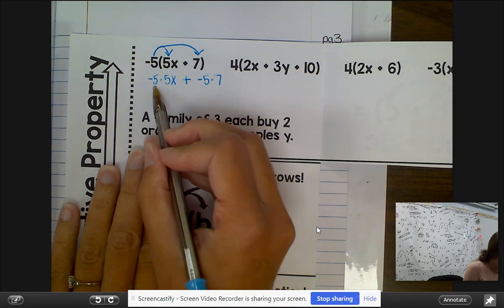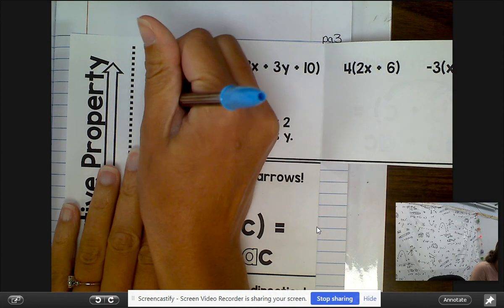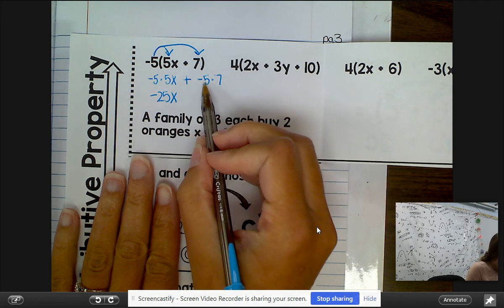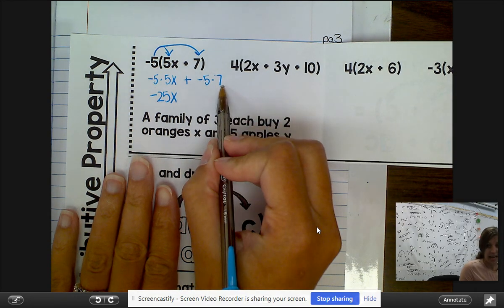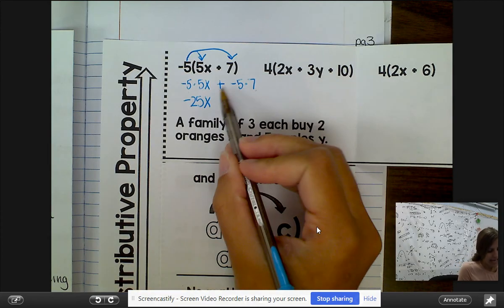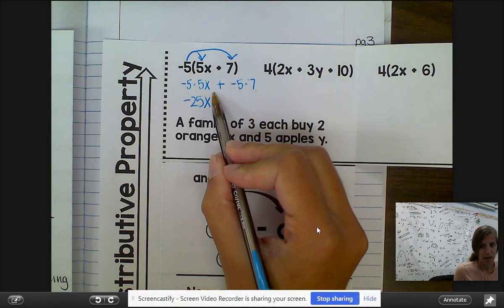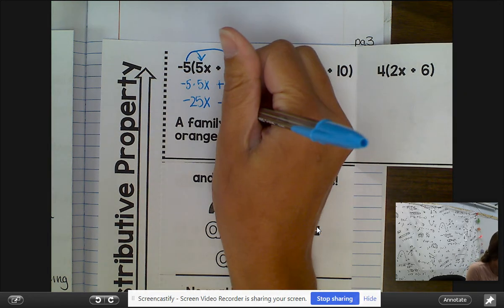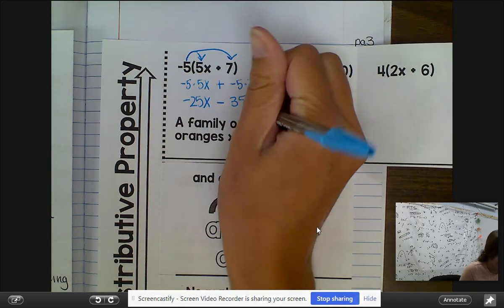And so -5 times 5 is -25, and then there's an x chilling at the end. And then -5 times 7 is -35. And I don't like to have two operations sitting next to each other, and the negative is going to be there, so I'm going to leave this as a -35.